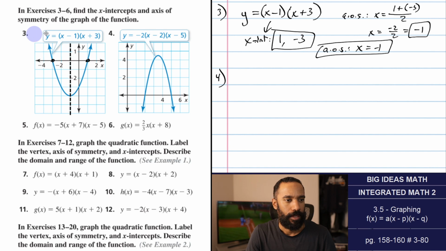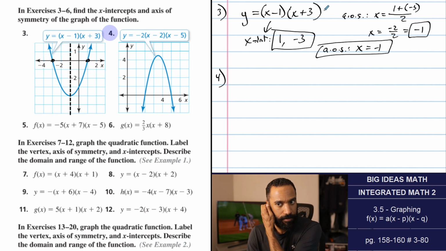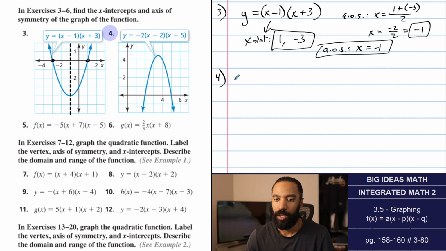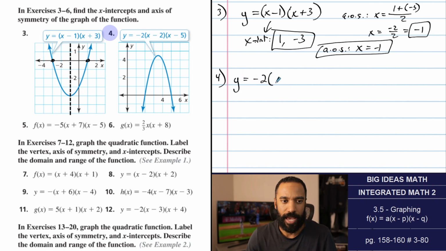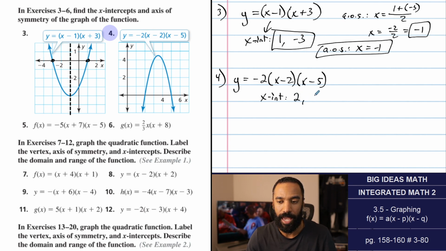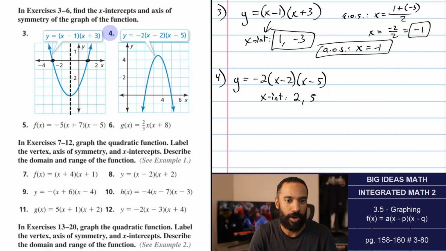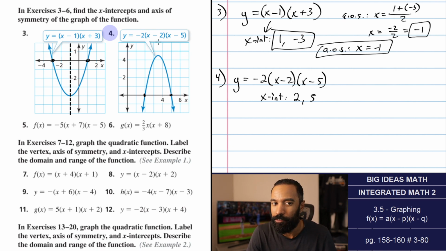Number 4. We have y equals -2 times x minus 2 times x minus 5. They just want axis of symmetry, right? So the x-intercepts, once again, are going to be the opposites of what you see in this factored form. They're going to be 2 and 5, and you can confirm that on the graph right there. Looks like 1, 2, 3, 4, 5. This axis of symmetry, what's the number between 2 and 5? Looks like it goes right down the middle there. Looks like it's going to be 3.5, and you probably know that it is.